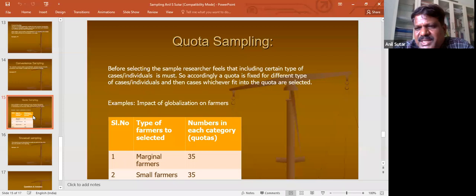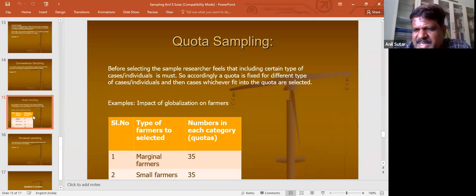Suppose you want to study the impact of consumerism on households in Mumbai. Then you want to see consumerism diversity, variation in that variable. You want to see the high class households, upper class, high income groups, then middle income groups, and lower income group. So this is the quota system.